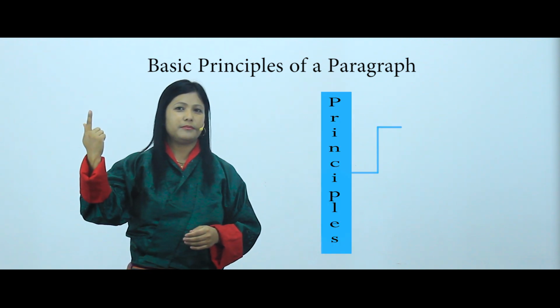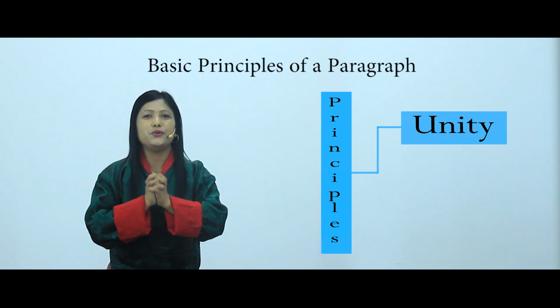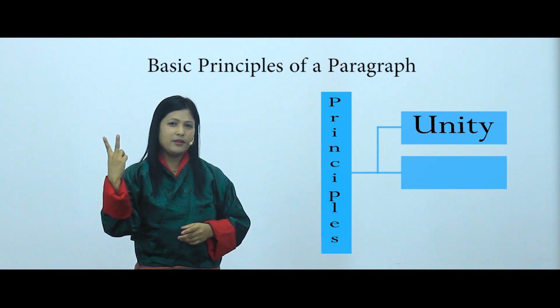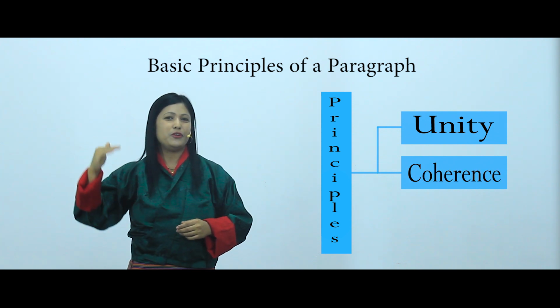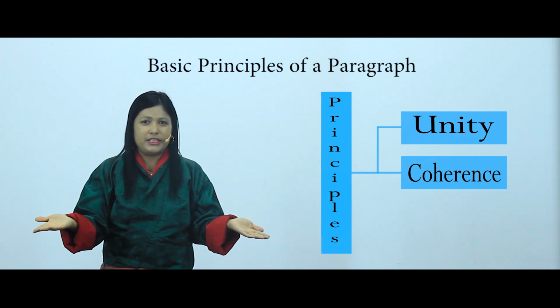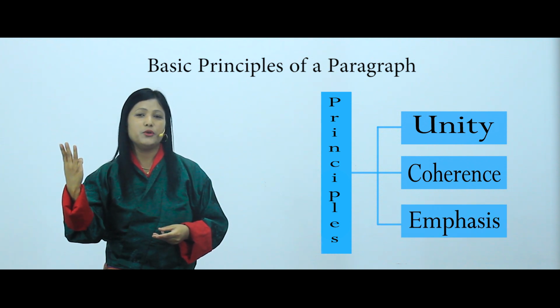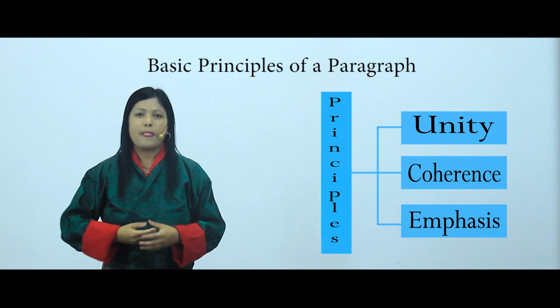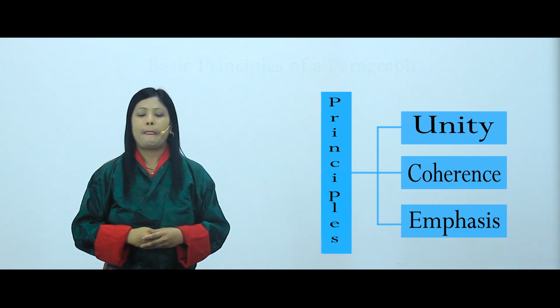The first one is called unity. It's known as unity. The second one, coherence. Coherence. I'm just giving you some gestures for unity and coherence. And then the third one is known as emphasis. Now let's look into each of these again, the three principles of paragraph writing.